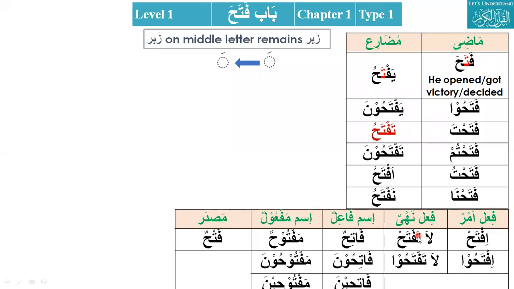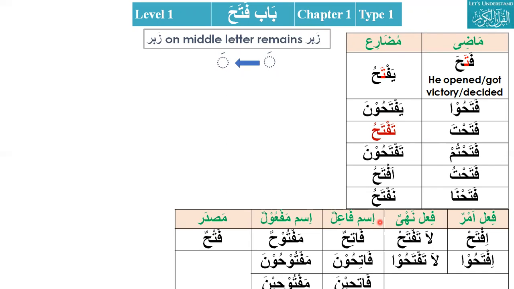Madi, mudare, amr, nahi. These are fi'il, action, verb. And the second part, ism: ism fa'il, ism maf'ul, ism masdar. This is also called noun. So now we are going to start today the properties of ism, how we use them, how we change them, what are their plurals, and many other things. So today, we just stop here.